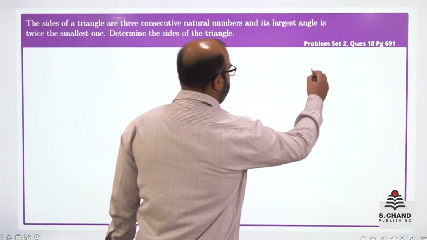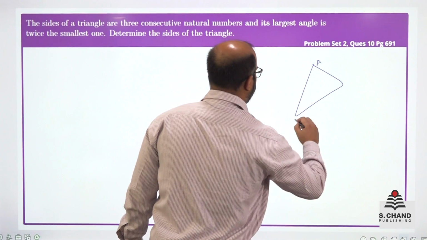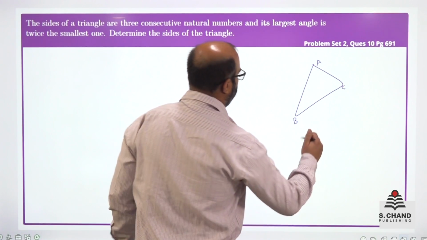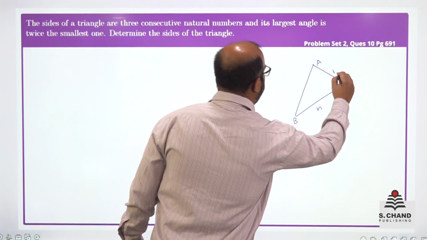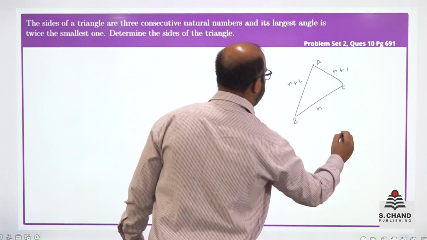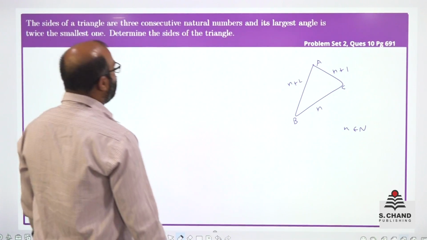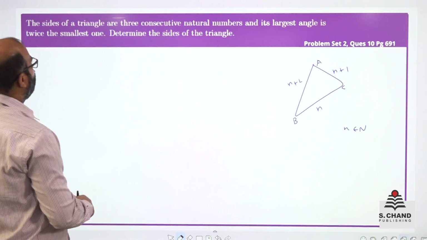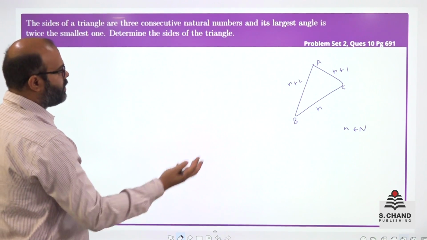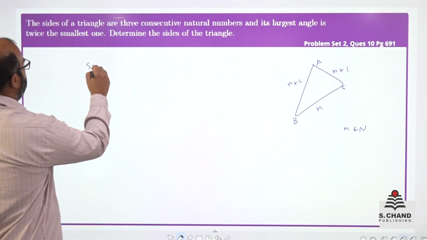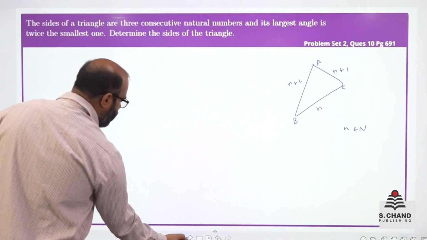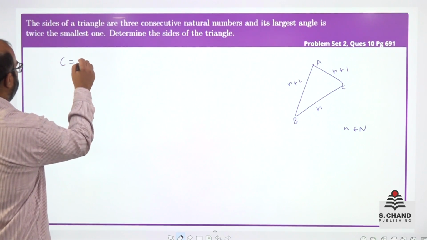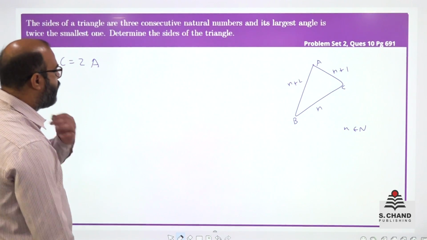So what is given is that in a triangle ABC, the sides are in arithmetic progression, 3 consecutive natural numbers. Not only arithmetic progression, but they are 3 consecutive natural numbers, where n belongs to natural numbers. And its largest angle is twice the smallest. So the largest side is n plus 2, so the largest angle is angle C, which is twice the smallest one, that is A.